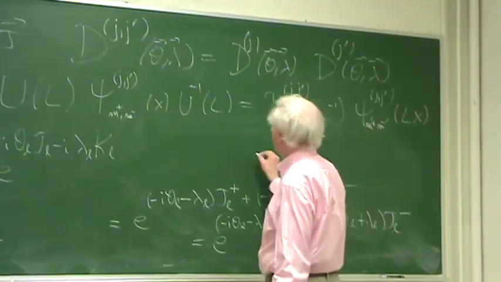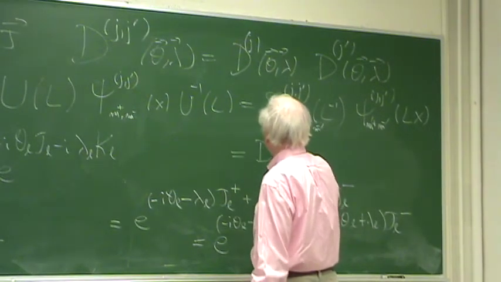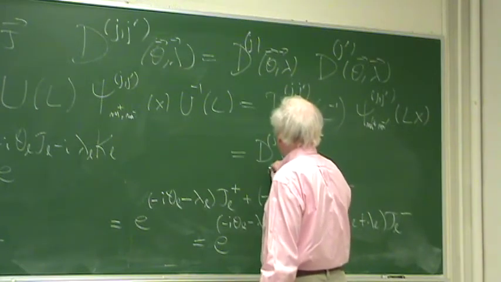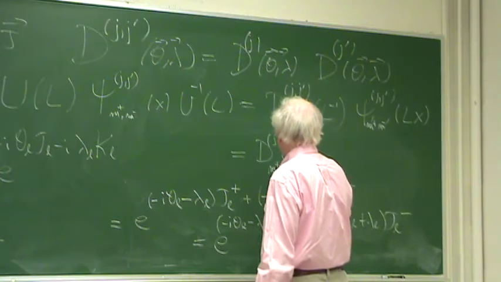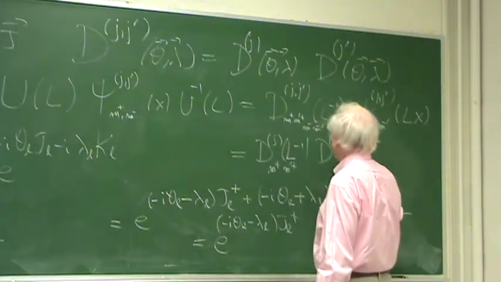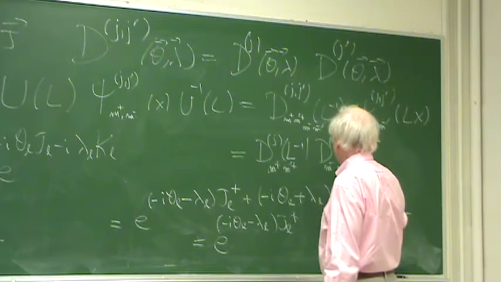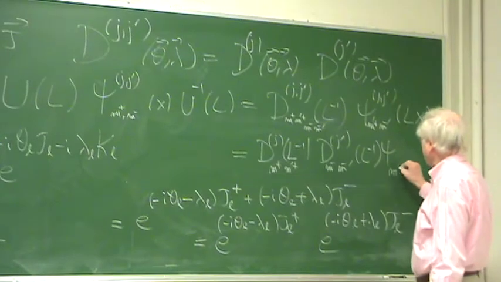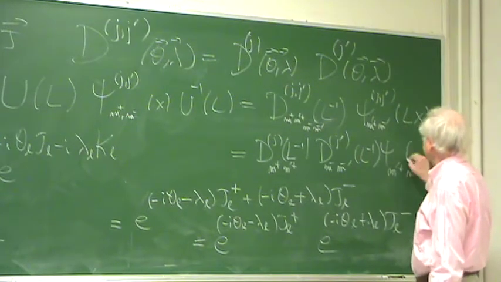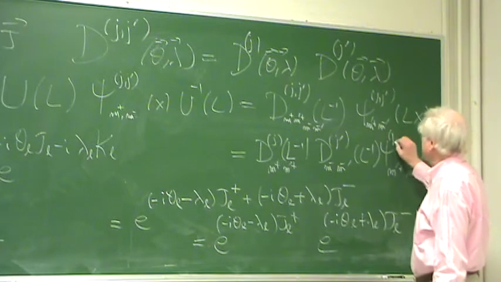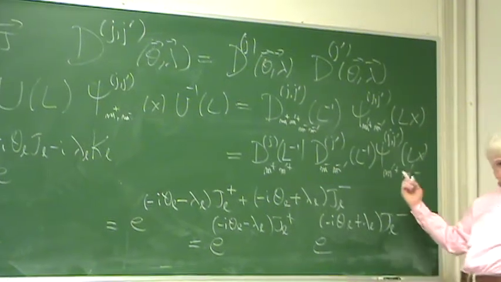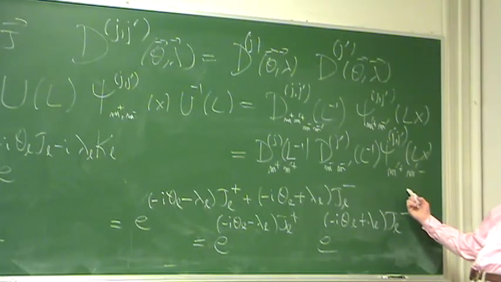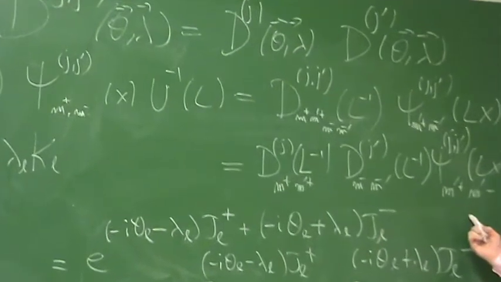So, in other words, what this really is then is D_J of L inverse, M plus prime, D_J prime, M minus prime, on psi, M prime minus of LX and JJ prime. Okay? Now, unfortunately, this isn't in the notes. But that's what's going on.